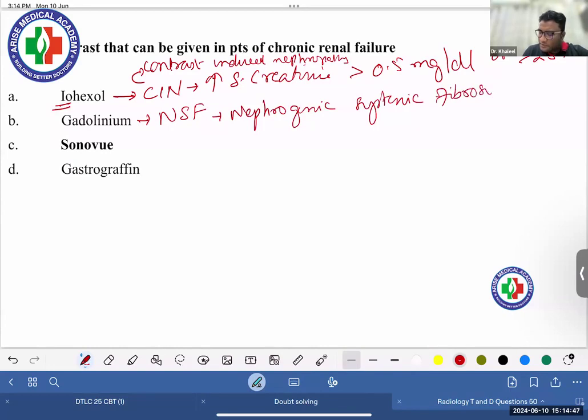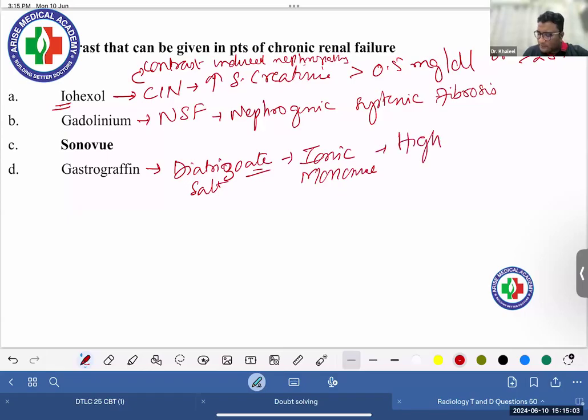Gadolinium is known to produce nephrogenic systemic fibrosis. Gastrografin is nothing but diatrizoate salt. So this is again an ionic monomer, high osmolar contrast agent. And high osmolality means more nephrotoxicity. So we can't use any of this.